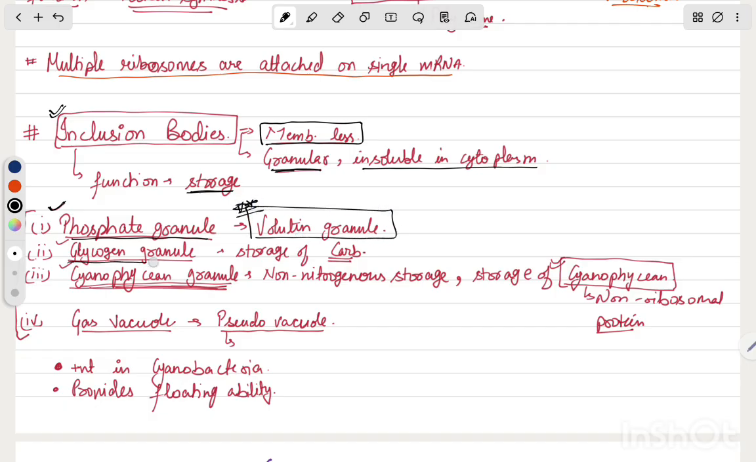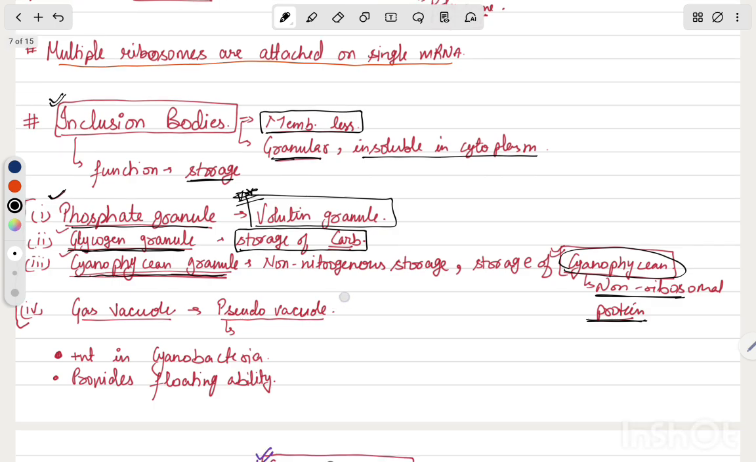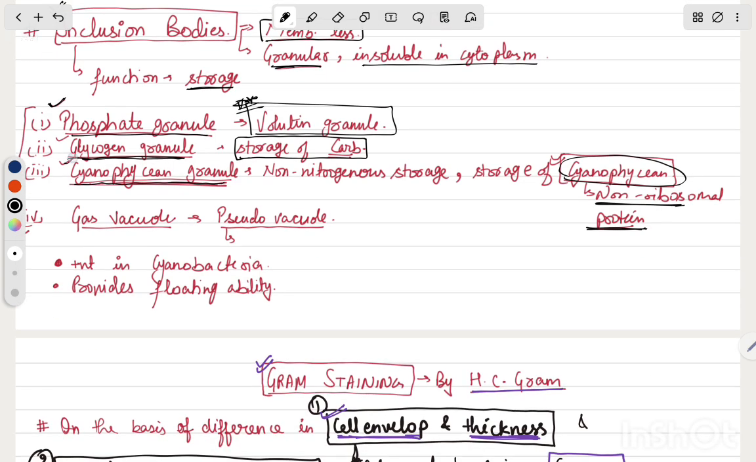If it is storing glycogen, a type of carbohydrate, it is the glycogen granule. If it is storing cyanophycin, it is the cyanophycin granule. Now, what is cyanophycin? It is a special type of protein, or we can say a non-ribosomal protein, because ribosomes are not involved in synthesis of this protein. So, this is the cyanophycin granule, right?